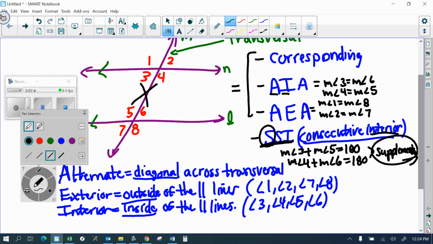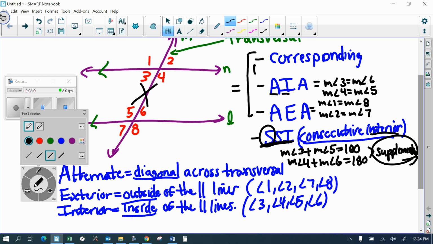So our last pairings are corresponding angles. Corresponding is on the same side of the transversal. So that's 1, 3, 5, and 7 are all on the same side. 2, 4, 6, and 8 are on the same side. Okay, so it's got to be on the same side of the transversal. One has to be exterior and one has to be interior, and they cannot be adjacent.